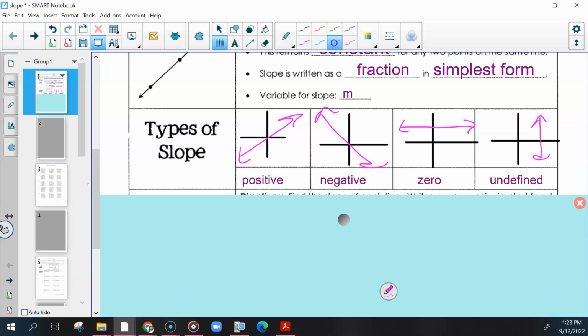Are they like anywhere on a graph, or are they like on the line? They can be anywhere. Okay.